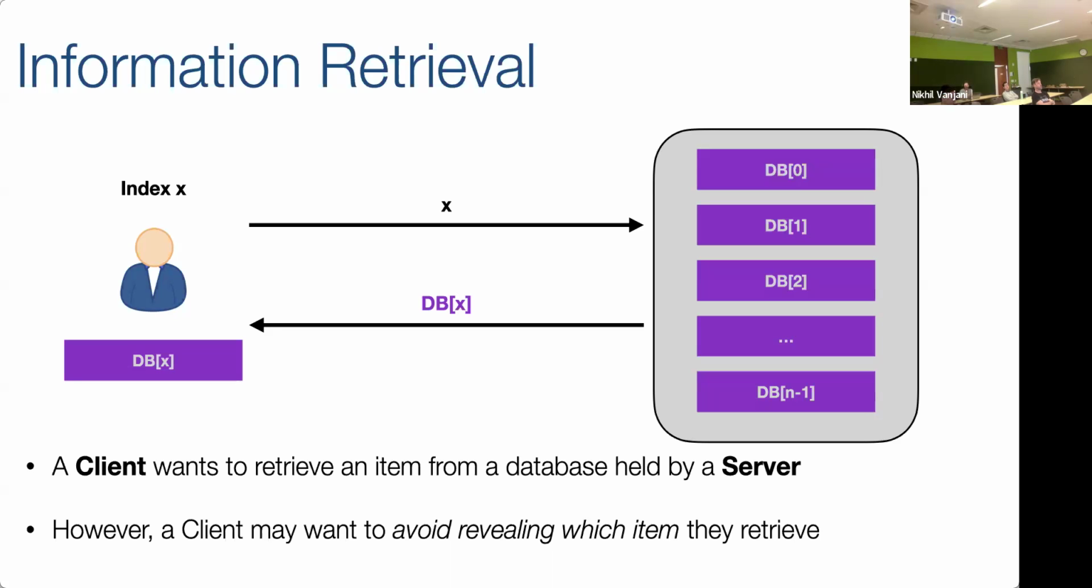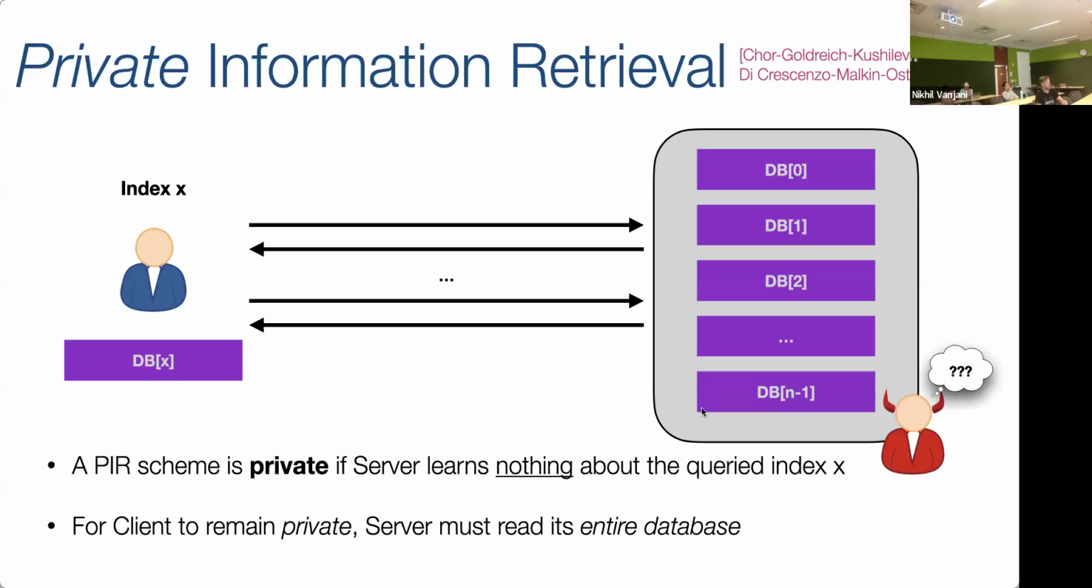But yes, if a client doesn't want to reveal the specific information they're interested in, like maybe I don't want you knowing which stock I'm looking up, we can use a tool called private information retrieval, which was introduced in the 90s. Here the client and the server engage in some protocol. At the end of the protocol, the client should learn the information they're interested in, DB at X, and the server should have no idea what index the client is interested in. And when I say that the server learns nothing about the queried index, I mean in a computational sense, for those who know what that means.